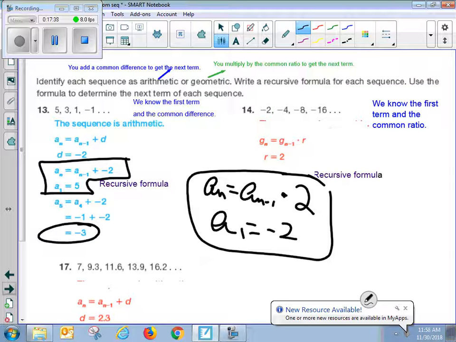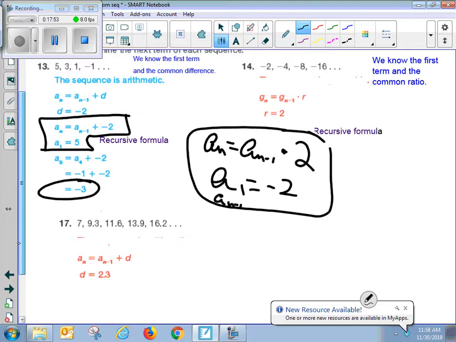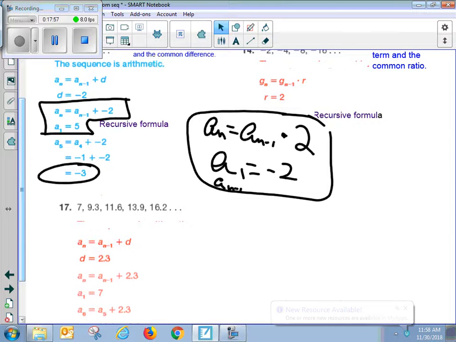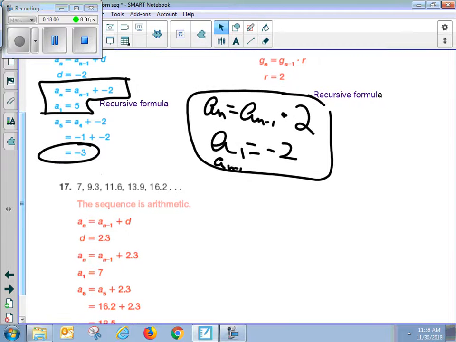And on some sites and tests, instead of an a sub 1, they might write it as an a sub n minus 1 there. It's interchangeable in that kind of formula. I would obviously take either. I just wanted you to see number 17 to see that sometimes you could end up with decimals. It's still the same idea. This one right here, you're adding 2.3. You still work it out the same way. It's just a decimal. Question on this type before I get to the good one, the explicit.